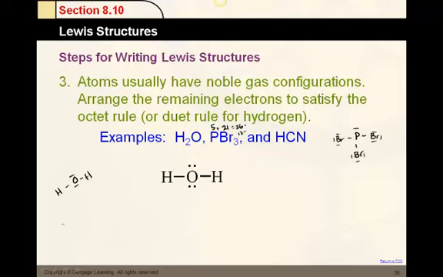And of course, eventually in our next unit video, we will talk about the VSEPR theory, valence shell electron pair repulsion theory, which will help us figure out the shape of that particular molecule. Alright, so that's what PBr3 would look like. And then finally HCN, how to do that one. Hydrogen has 1 valence electron, carbon has 4, and nitrogen has 5.